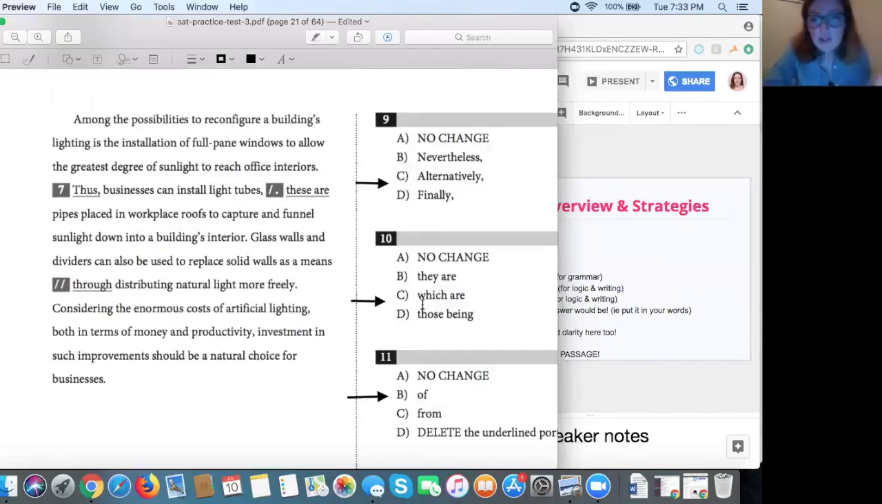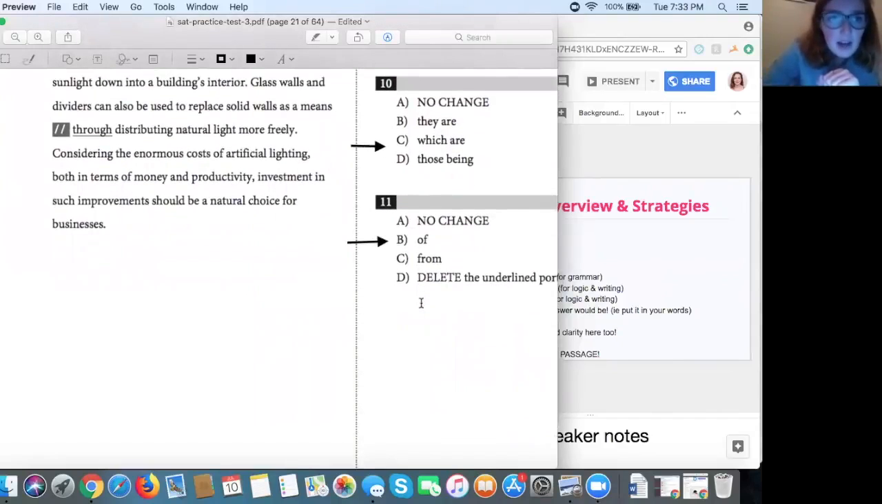So if I'm down to which are and those being, which is cleaner, more concise, and more to the point. Light tubes, which are pipes. Just go straight to it. And those being is very, very awkward. And it's just the information doesn't flow cleanly.